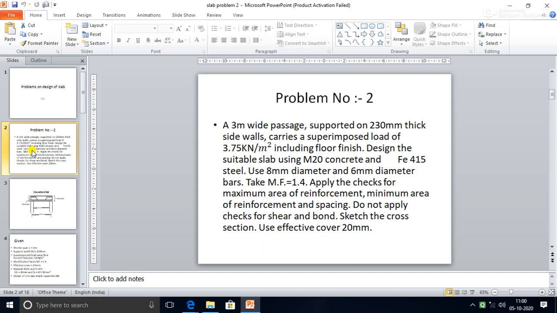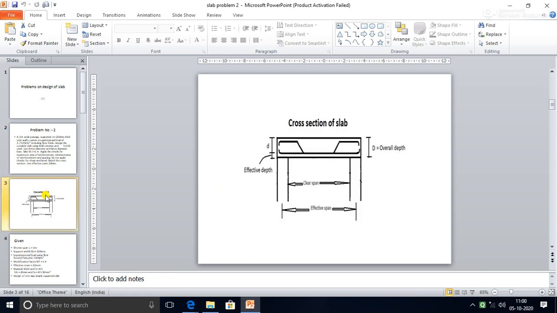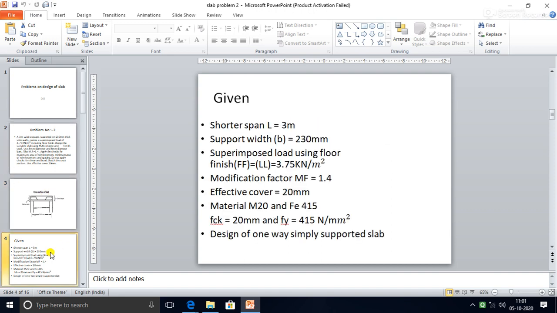Sketch the cross section. Use effective cover as 20 mm. So we'll start with the problem. Again, here is the cross section of the slab. See the effective depth, effective cover, overall depth, clear span, effective span. These are the important notations, and accordingly we are going to design all the things. Okay. Then next, in that problem, following is the given data.